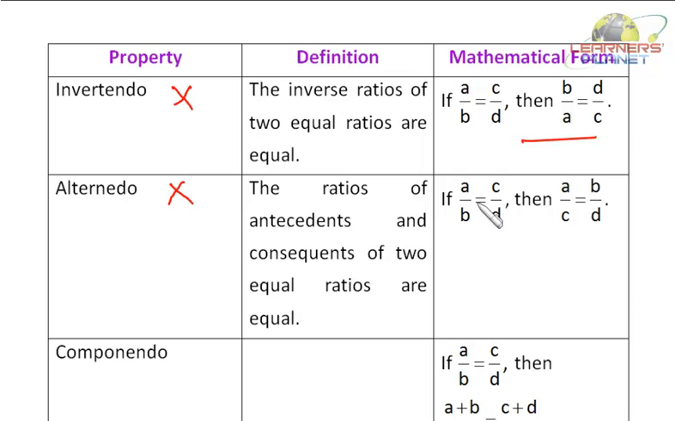If A by B is equal to C by D, then this C can be taken over here, and this A can be taken over here. So it is A by C is equal to B by D. That means B and C can exchange their position and A and D can exchange their position.